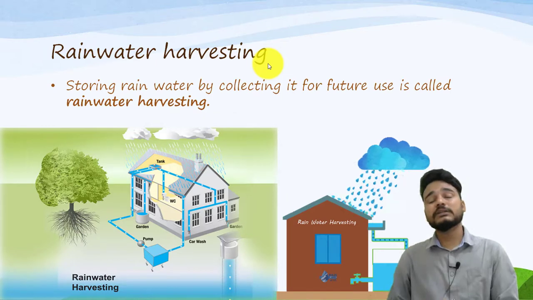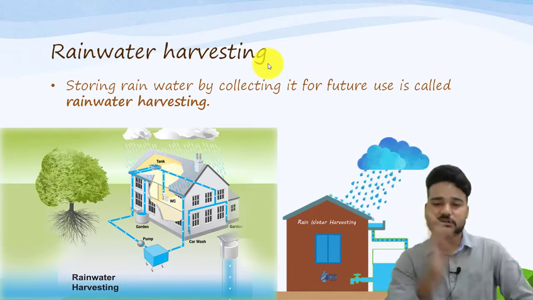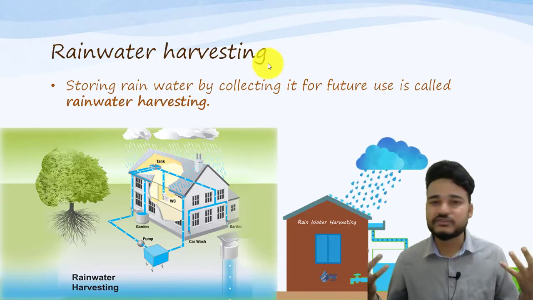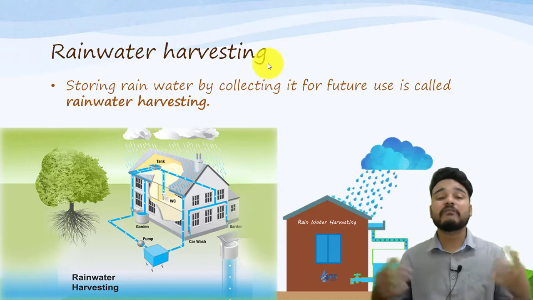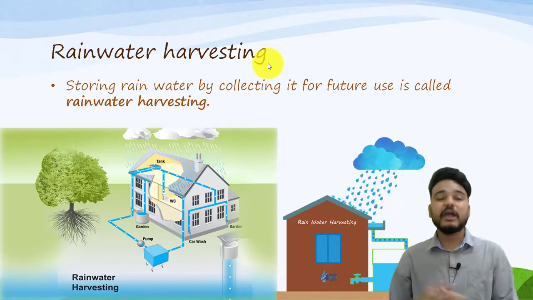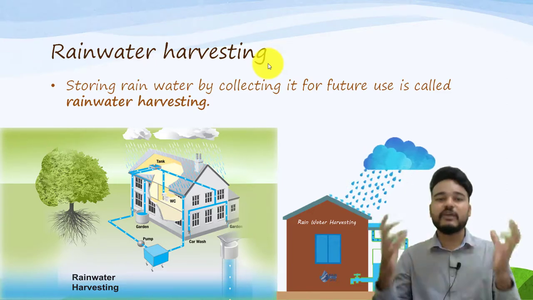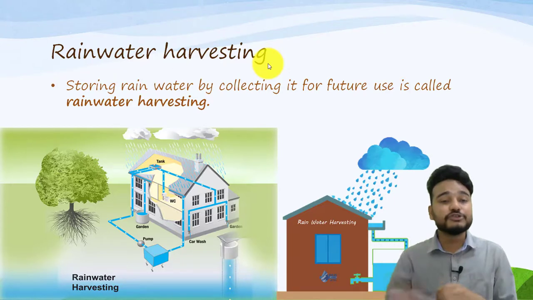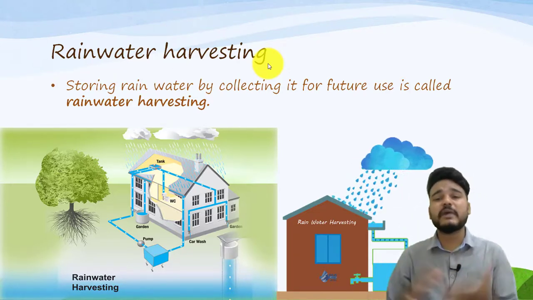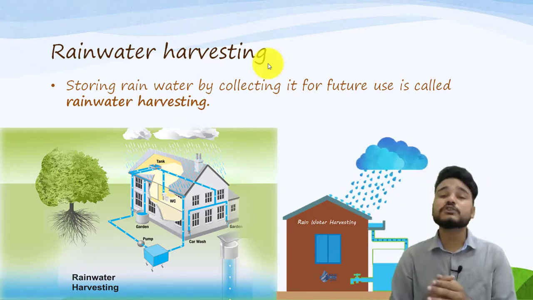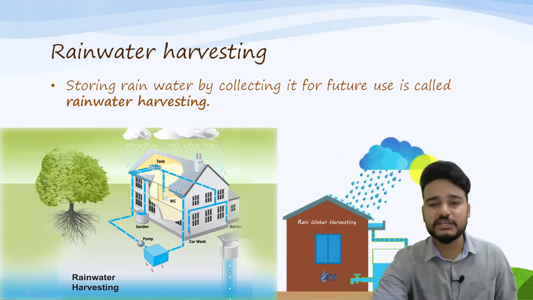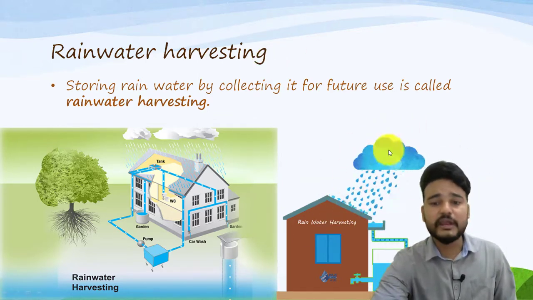Now another very important topic and which is coming for your project also, that is called rainwater harvesting. What it is called? It is called rainwater harvesting. So when rain falls, okay, and when we store the water of rain for our future use, that is called rainwater harvesting. Means storing rainwater by collecting it for future use is called rainwater harvesting. Means saving it.